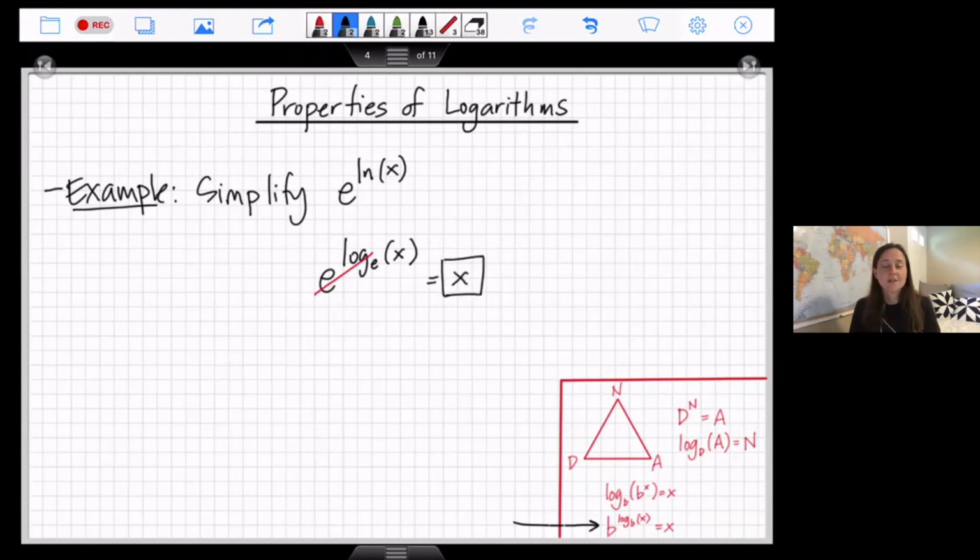All right, so these are our first properties of logarithms. We have a few more that we still need to learn.